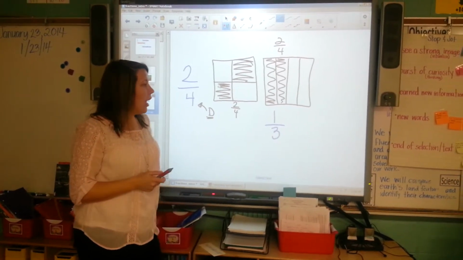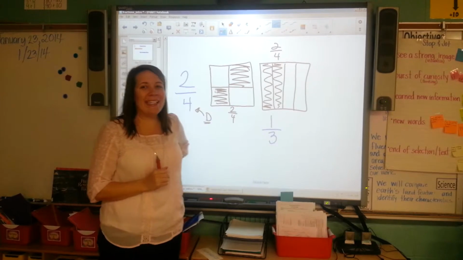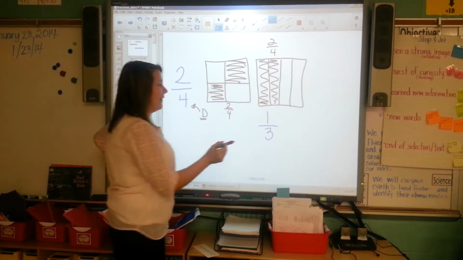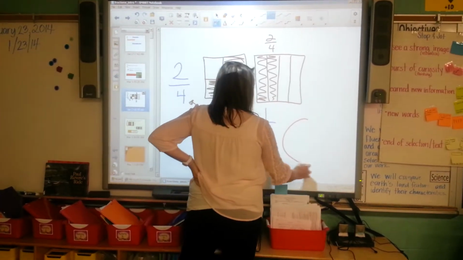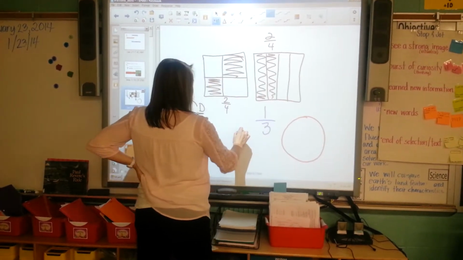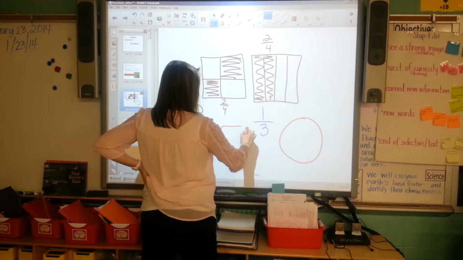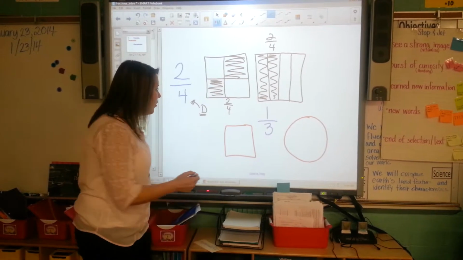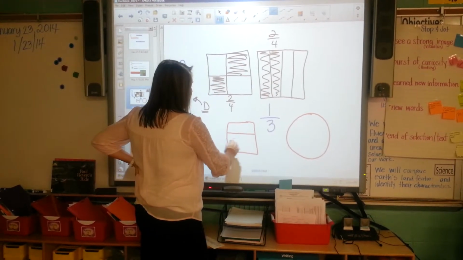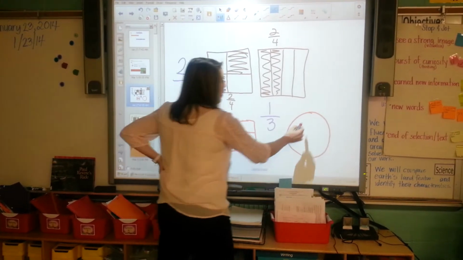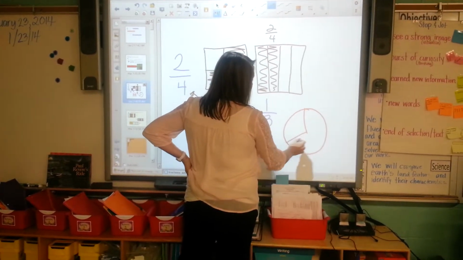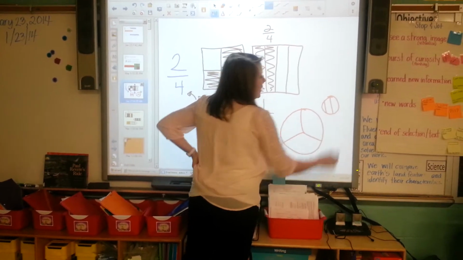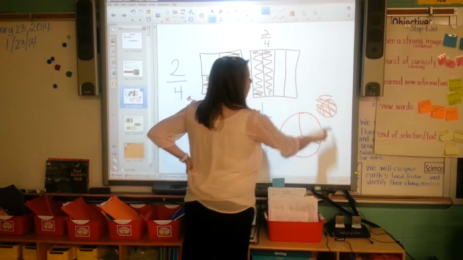Let's try this one. 1/3. I want you to go ahead and try. I'm going to give you 10 seconds to see if you can get it on your paper. All right. Look at your paper. Did you draw 3 equal parts? I'll draw 3 equal parts. They need to be equal. The circle is a little tricky. Make sure they're equal. This is not equal. You can't do that one.